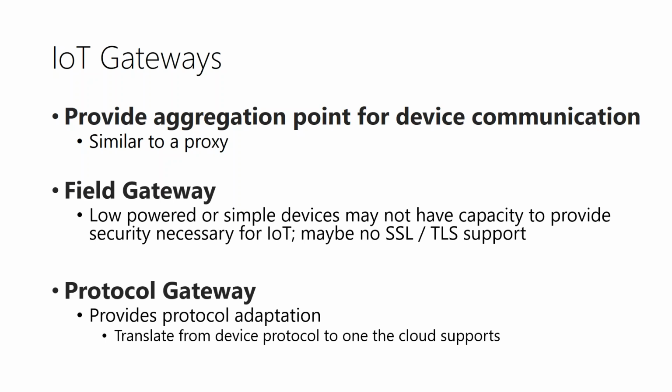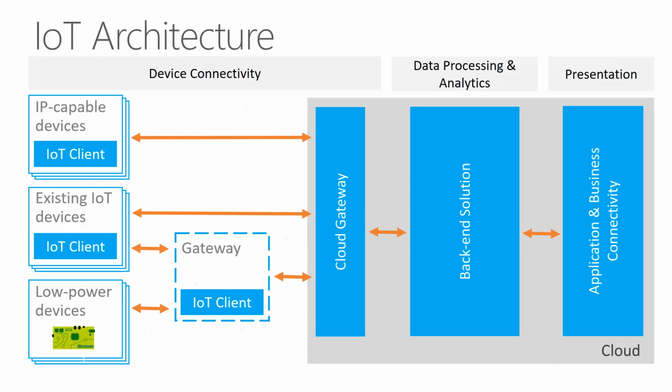And you can kind of use these in combination. You could have protocol gateways connecting to field gateways and different things in how you need to configure your solution to function. So looking at this more visually here, the IoT architecture, putting these components together.